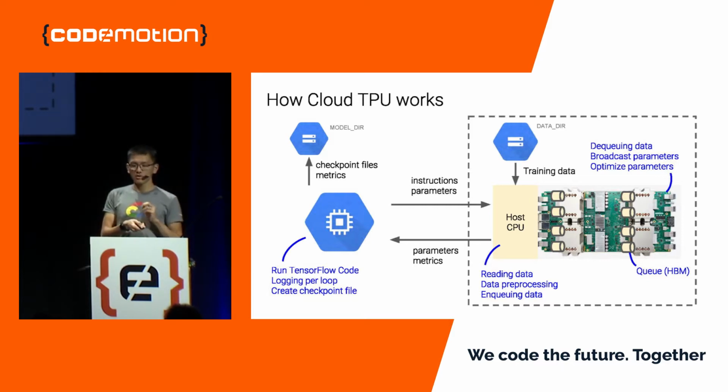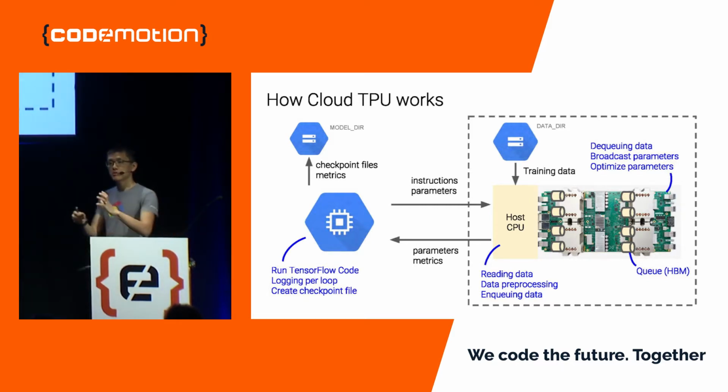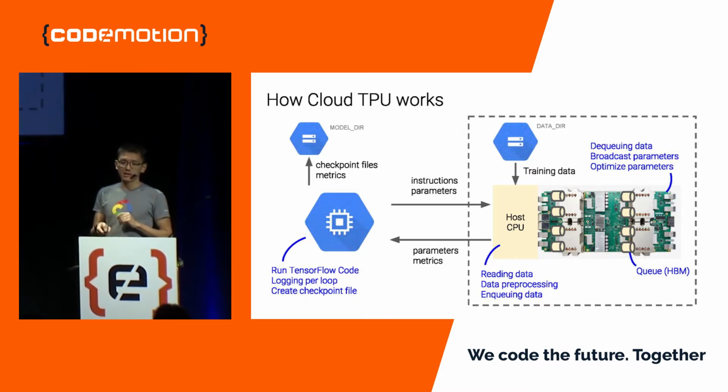And so here, your Compute Engine instance will basically just be sending instructions saying, here's what I want you to do. This is where the data lives. Here's the model. Here's the parameters and configuration. Go. And then as it does the training, for example, the metrics come back and you can write your checkpoint files to a location of your choice.